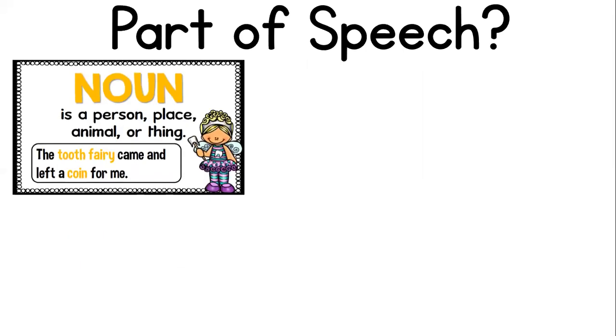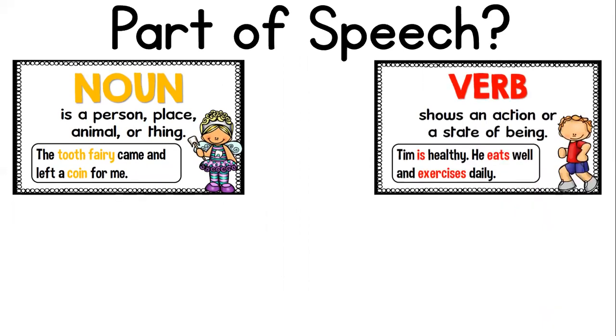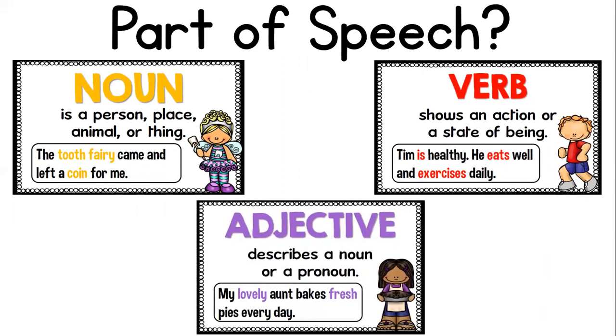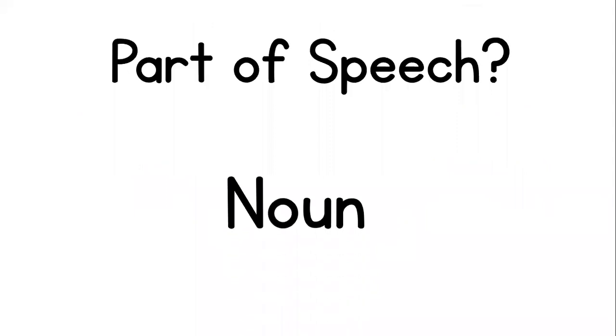When I hear the word racket, what part of speech do you think that word racket is? When we talk about parts of speech, we have nouns, person, place, or thing, verb, which is an action word, or an adjective, a describing word. So, what do you think the word racket is? A loud or unpleasant sound? A racket is a noun. It's a thing. It's a sound, a loud, unpleasant sound. So the word racket is a noun.